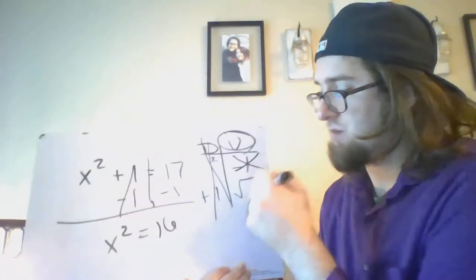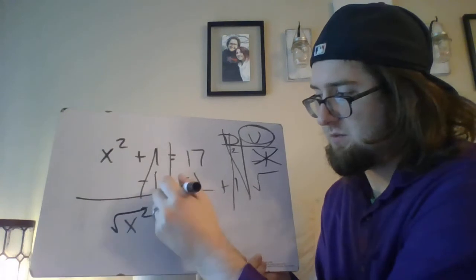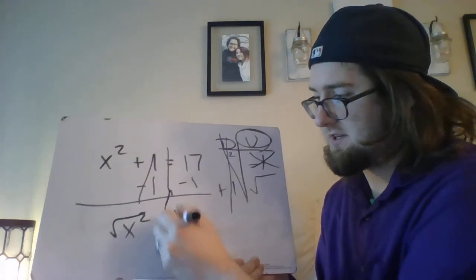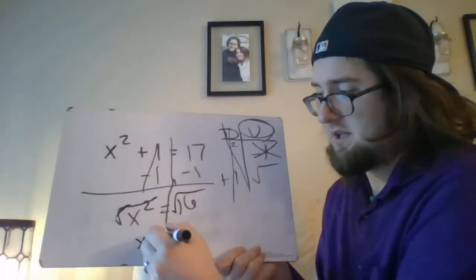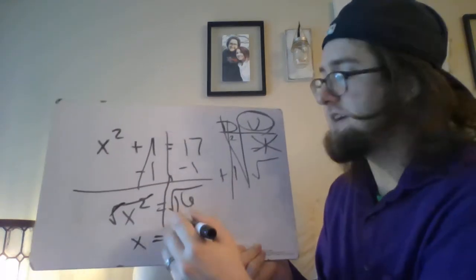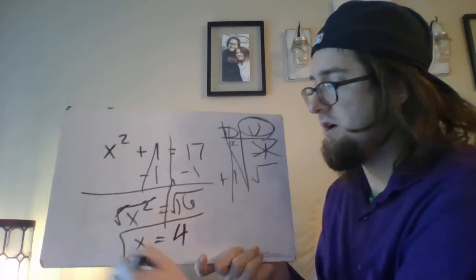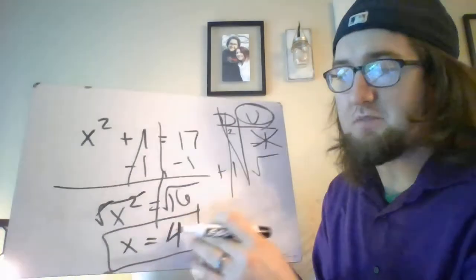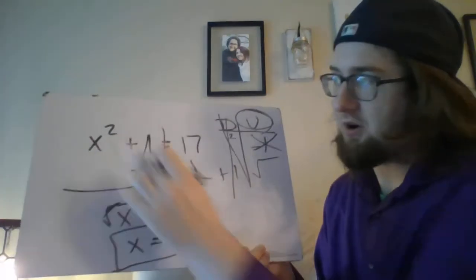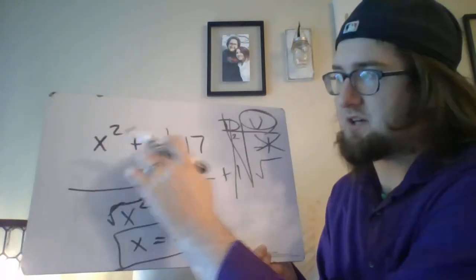Well, now we need to square root both sides. We can continue our splitting. The square root of x squared is just x. Again, they cancel. And the square root of 16 is 4. That's how you do that. And if you ever are confused, you can always plug it back in and check it. 4 squared is 16, plus 1 is 17. Okay? Two more problems.